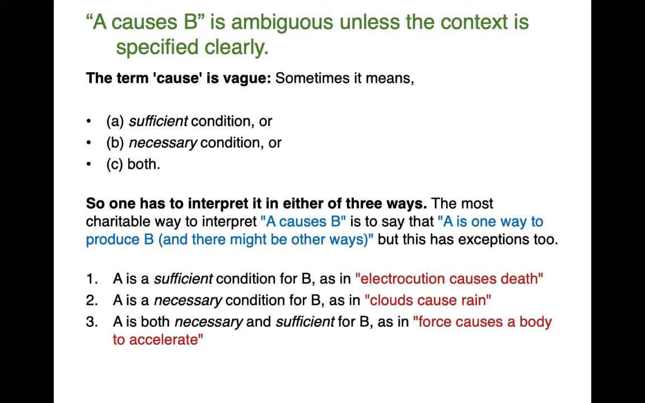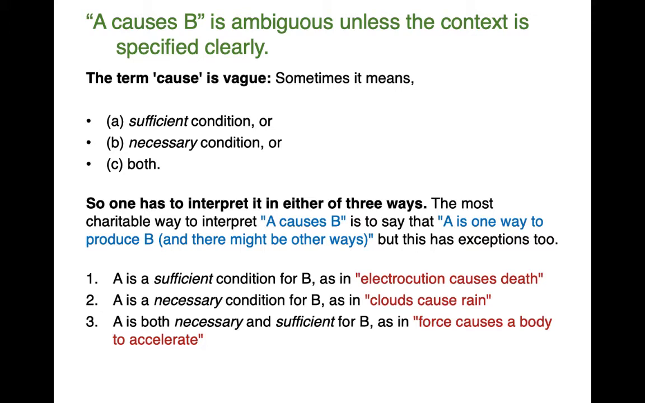So here are some examples. A is a sufficient condition for B. That is, A is enough to make B happen. As in, electrocution causes death. There are other ways we can cause death. Electrocution isn't the only way, but it's a way which will be a good enough way to cause that outcome.